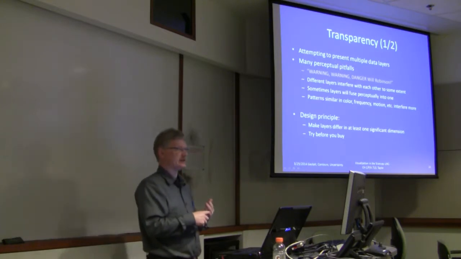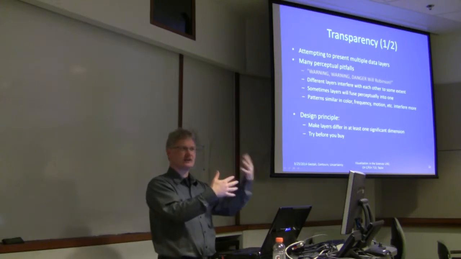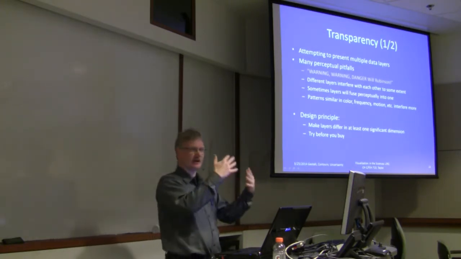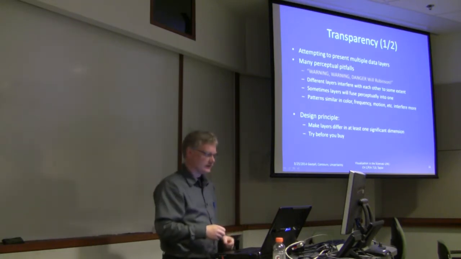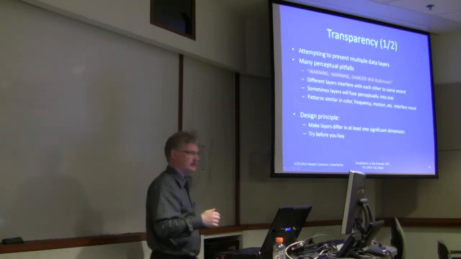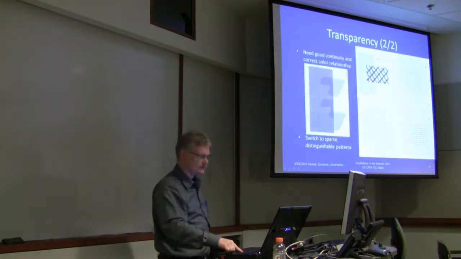This is what we saw with Victoria Interrante's study of vector field displays. Two texture patterns interfered more than a texture and a line pattern. Two glyph patterns interfered more than a line and a glyph pattern because they were similar. And so you want to make layers differ in at least one significant dimension and then try it out to make sure that it actually works the way you're hoping.